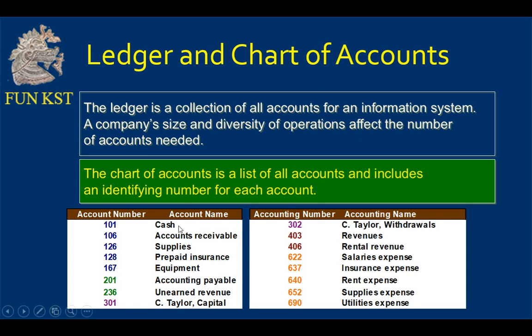So here we have account number and account name. For the account number, if the number starts with 1, it represents an asset account. Number 2 is a liability account. Number 3 is an equity account. Number 4 is a revenue account, and number 5, in here we don't have number 5, but if we have number 5, we consider it as cost of sales or cost of goods sold. And numbers 6, 7, 8, 9 are expense accounts.